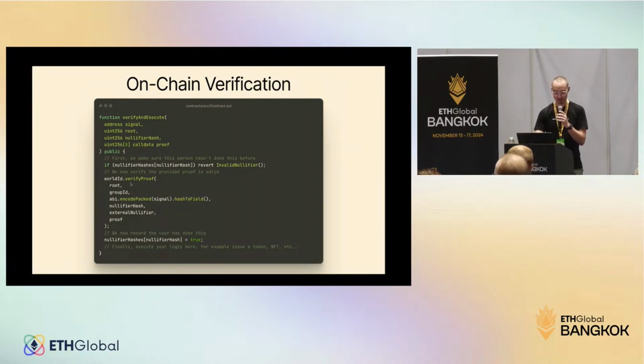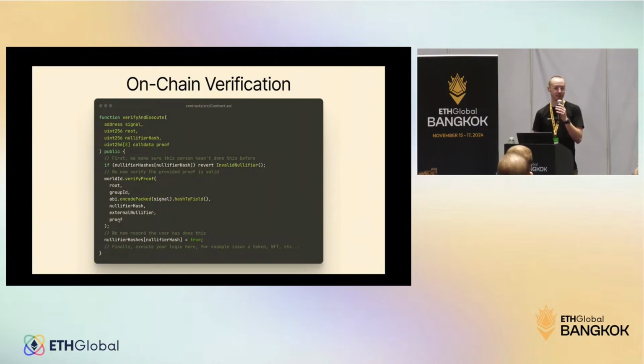If that isn't set to true, the user hasn't done this action before. So then we'll continue and call the verify proof function on the World ID router smart contract. So we'll pass in that root. The group ID defines which credential we're working with. For the orb credential on chain, that is always 1. We will hash the signal in a specific way for that verification with the smart contracts. That hash to field helper function is defined in our templates as well. We pass in the nullifier hash, the external nullifier that we set in our constructor, and then the proof.